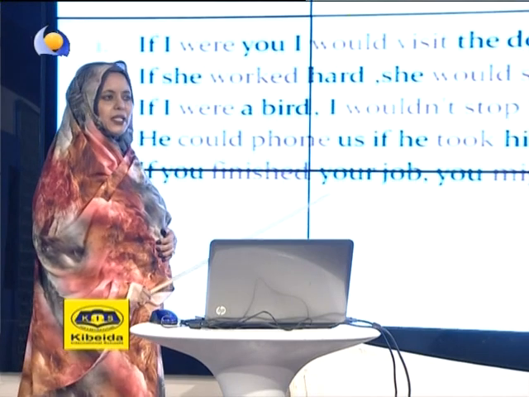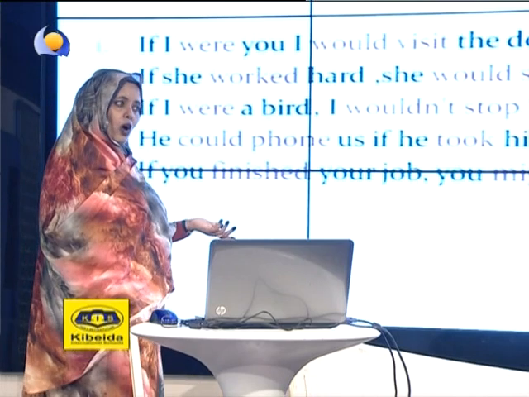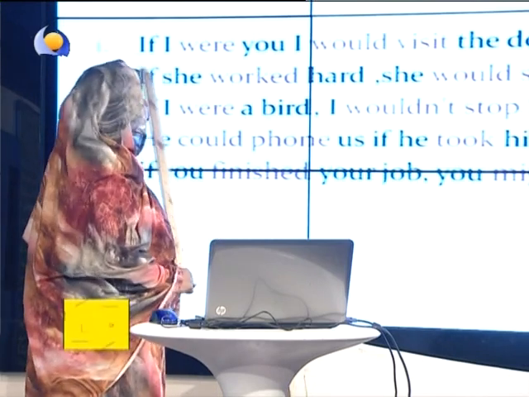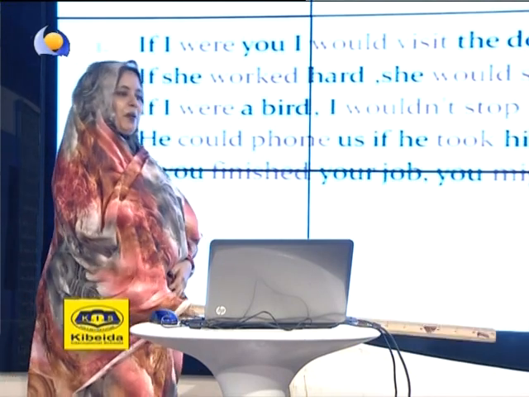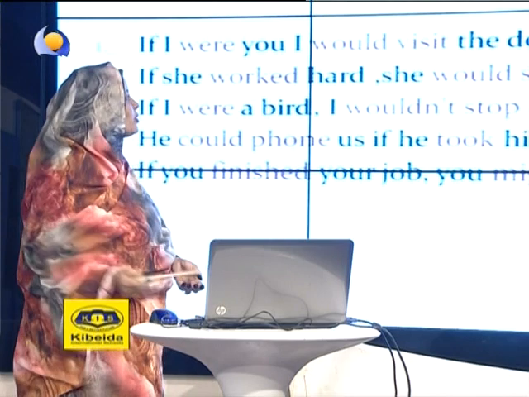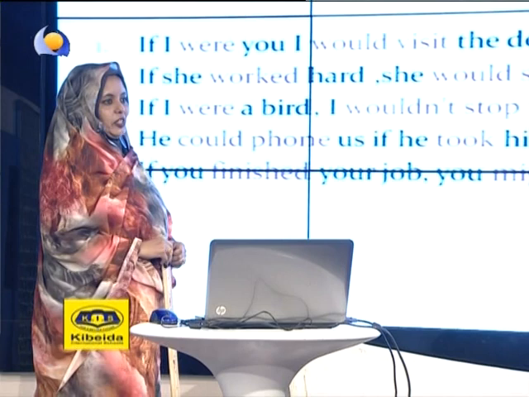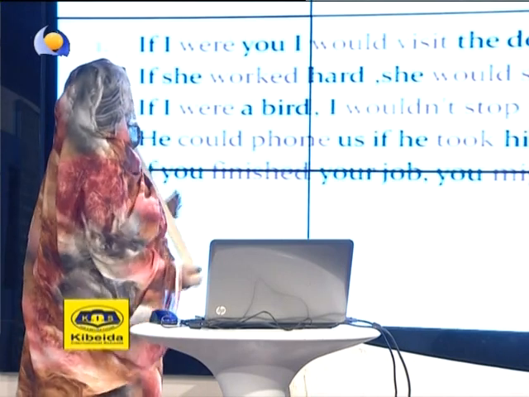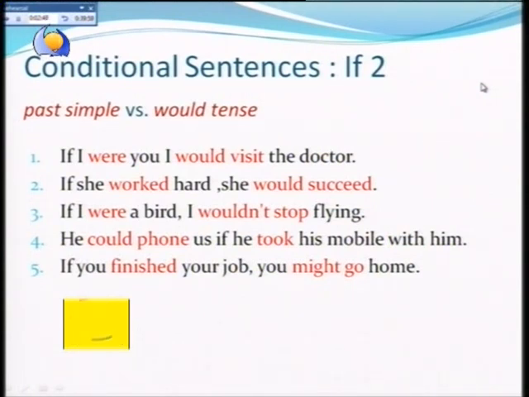And sometimes you can see "if she were a bird." Is it wrong? No, it's not wrong. It is here to show you that this is something that's almost impossible to happen. Because it is impossible to happen, we are using were. If I were you, I would visit the doctor. Now, if she worked hard, she would succeed. Worked is in the past tense and would succeed is the would tense that I told you: would plus infinitive.